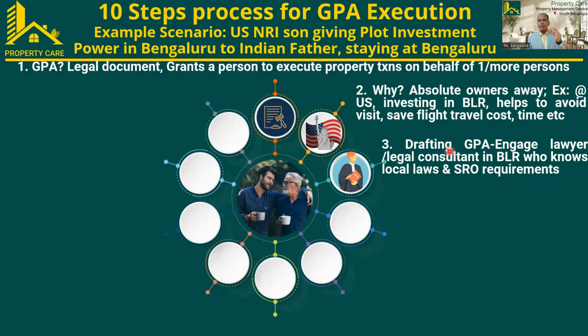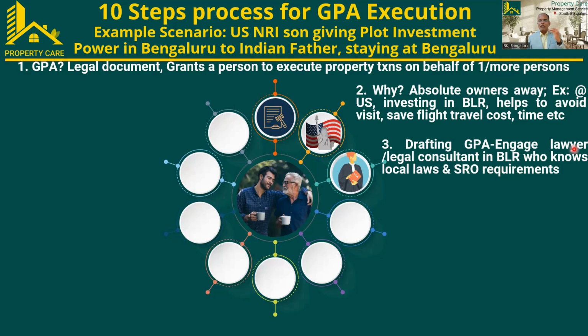So the next step is drafting the GPA. When you draft a GPA, you don't try to do your own thing. You have to engage a lawyer who knows about the local laws. Here an example case is Bangalore. There are some people who want to execute from Chennai, some from Mumbai, Delhi, Kolkata.